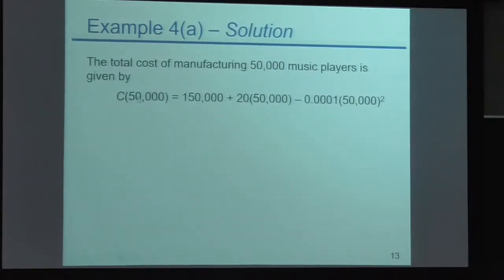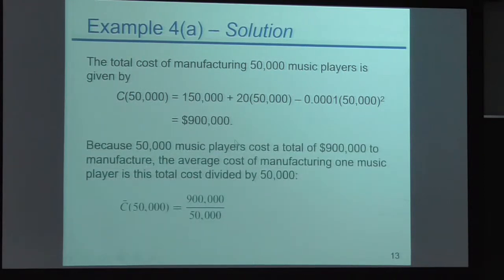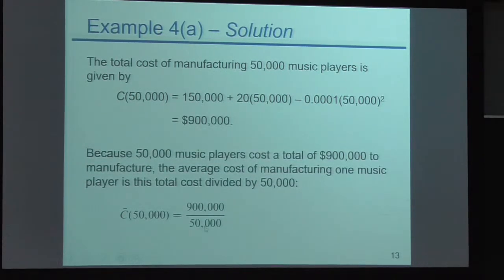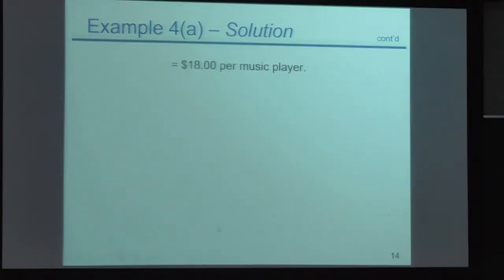So anyway, to do it specifically for 50,000, we put in 50,000, so that's the total cost of 50,000, which turned out to be $900,000, and then we have to divide that by 50,000. So we do take that divided by that, which is, do they tell us what it is? $18 per music player.